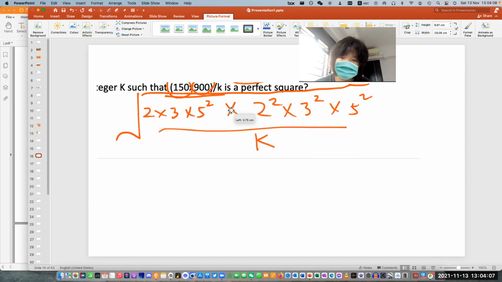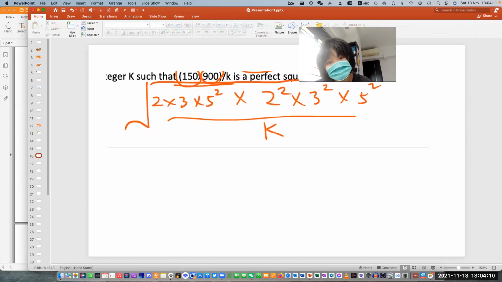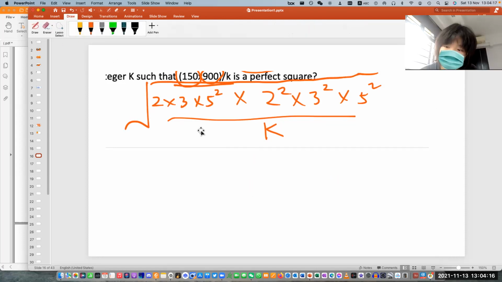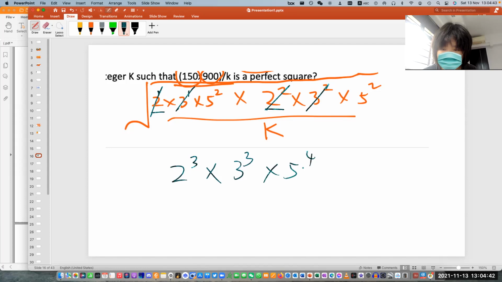Okay, so what you need to do is you need to find a k such that this one can be square rooted. Okay, so before you do this, what you need to do is you need to combine first. So you have 2 to the power 1 here, you have 2 to the power 2 here. So basically, if you combine them, you get 2 to the power 3. So this is gone. So how many 3s you have? You have 3 to the power 1, you have 3 to the power 2, so you have 3 to the power 3. So this is gone. So you have 5 to the power 2, you have 5 to the power 2, so you have 5 to the power 4. So you have simplified the above to this one already.